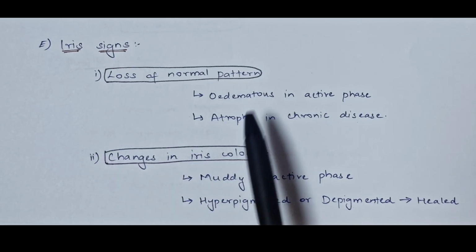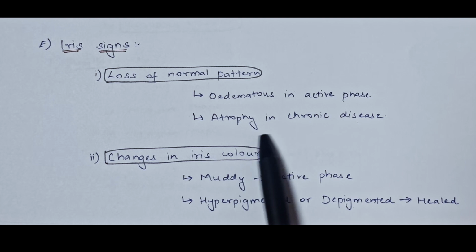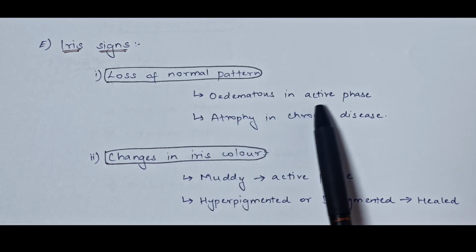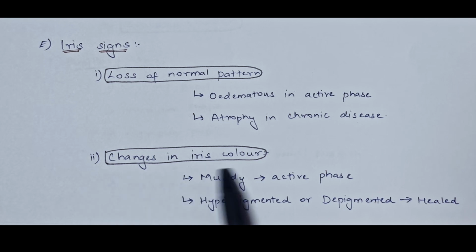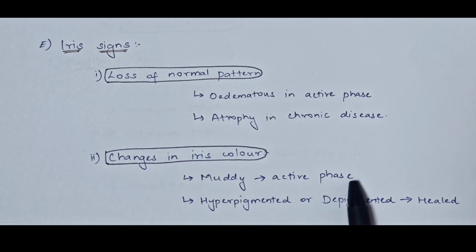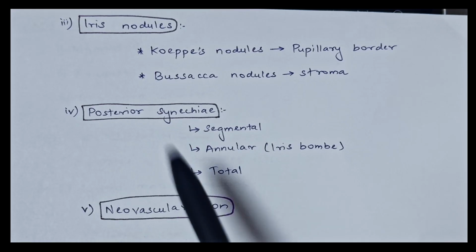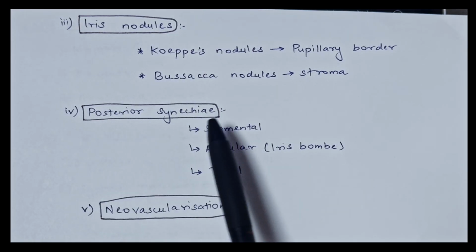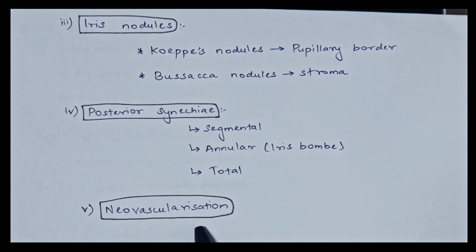There can be loss in the normal pattern. It can be edematous or atrophied. Edematous is usually seen in active phase and atrophy in chronic disease. There can be change in the iris color. It will be muddy in the active phase and hyperpigmented or depigmented in the healed phase. There can be iris nodules, posterior synechiae, and neovascularization.